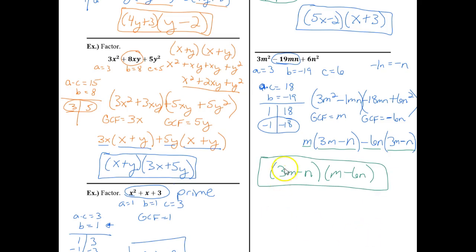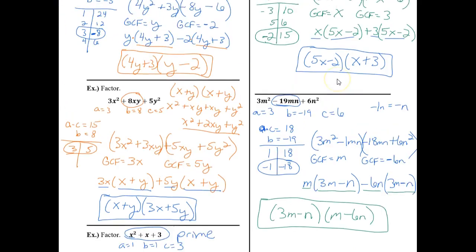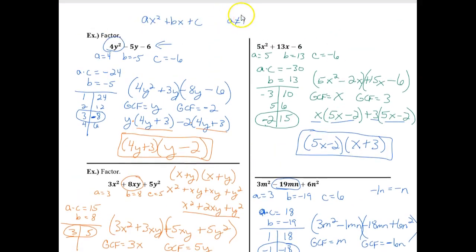Of course, you can always multiply this back out, and it needs to give you what you started with, right? You can always check yourself. And there you have it. So if your front coefficient is not 1, you need to find those factors just like we did before, but rewrite your expression with that middle term using the factors you found, and then factor by grouping.